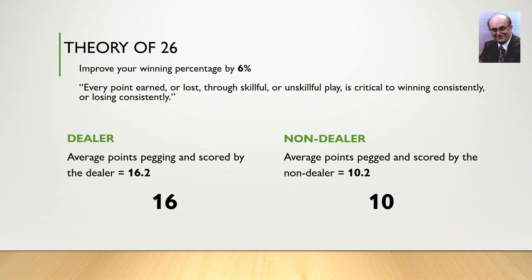If you use this strategy, Colvert claimed your winning percentage will increase by as much as 6%. Now, that doesn't sound like a lot, but this 6% is what separates the okay players from the really good players. Let's put this theory into practice by walking it through on the crib board.